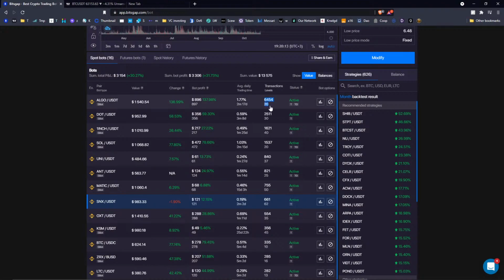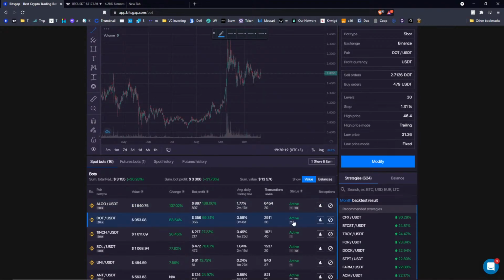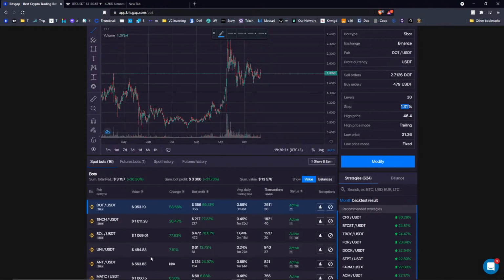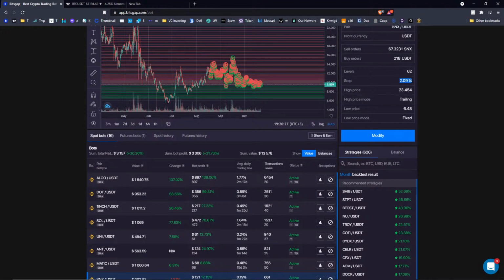So you see, usually that's a lower grid amount, also the grid step ranging from 0.8% to 1.3 or something. Let's check the SNX. Well, so you see the SNX is higher, it's 2%. So you see, you look at your best performing bots and try to figure out what unites them, what is the common pattern you recognize.